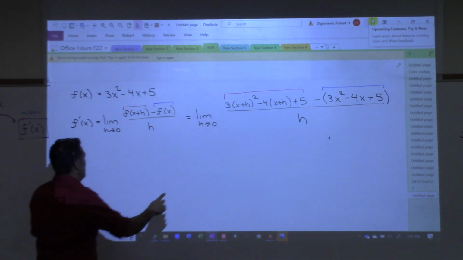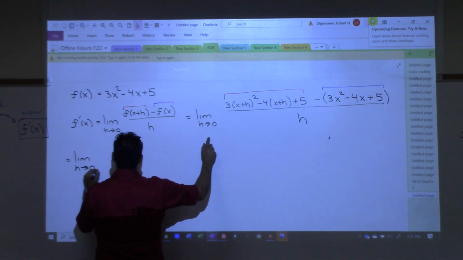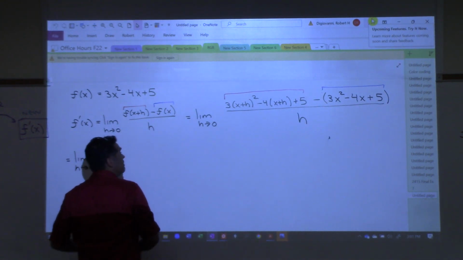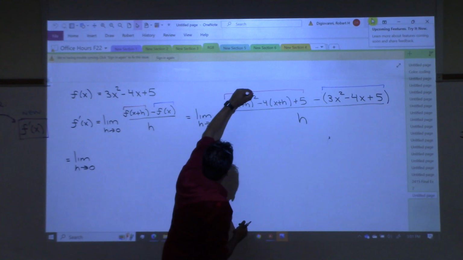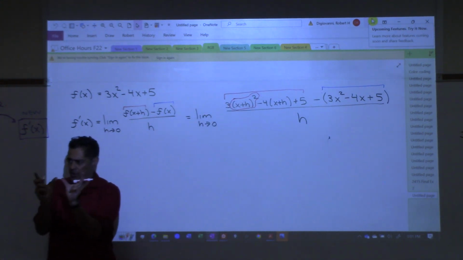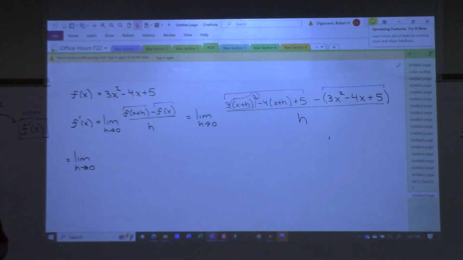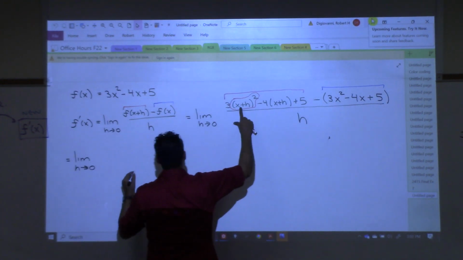All right, so now some algebra. Limit h goes to 0. Okay, I need to do this. I need to do x plus h squared, which is x plus h times x plus h and then FOIL, right? Now, if you did your homework, you probably had to do that several times, so you're somewhat familiar with it. So I'm just going to put it here.